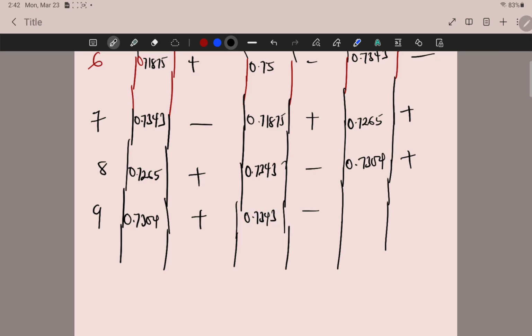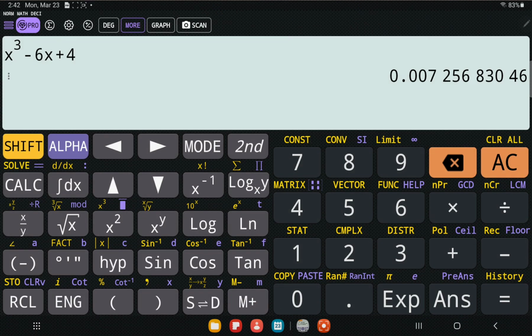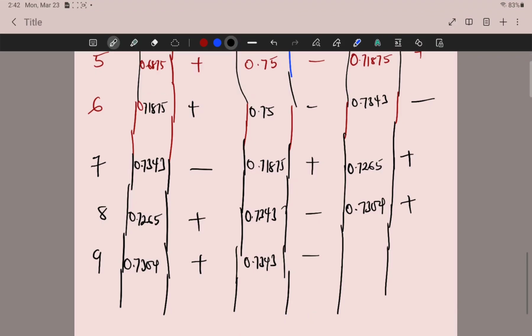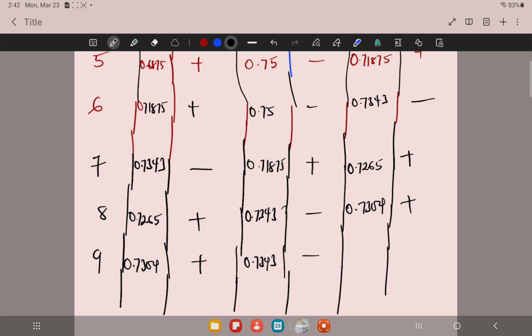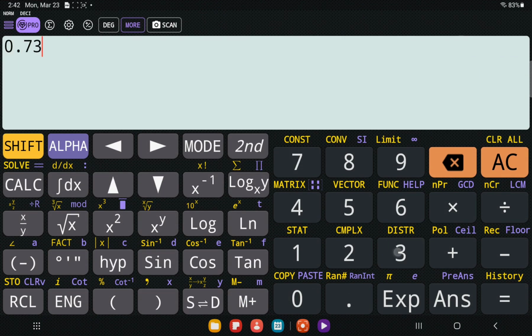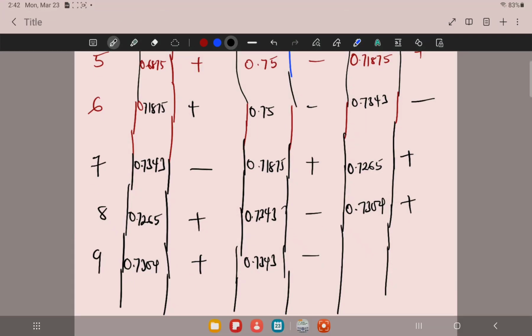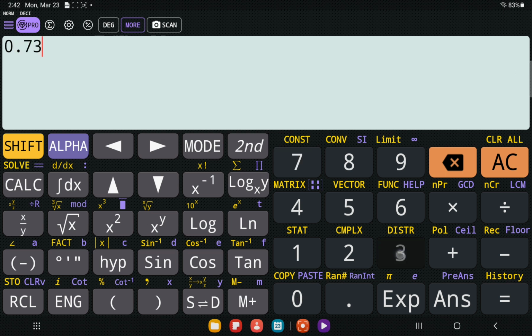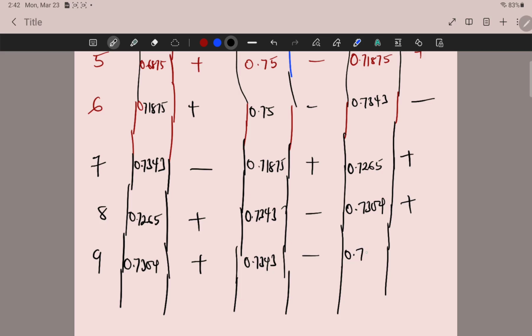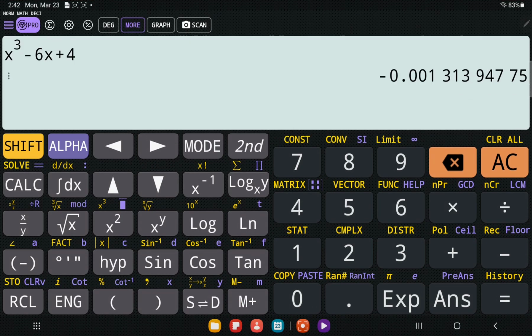0.7343, negative. So let's do this one. Calc at. What is the value of A? 0.7304. Calc at B, 0.7343. Middle ground is 0.7324. Was it a negative? F of it is a negative. That's a negative.